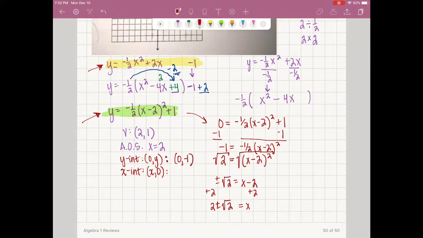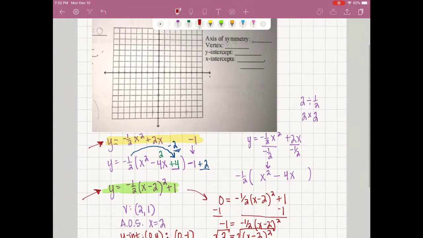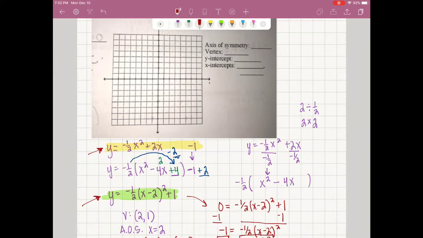So my x-intercepts are 2 plus the square root of 2, comma 0, and 2 minus the square root of 2, comma 0. Now remember, the square root of 2 is about 1.4. So when I take 2 plus 1.4, I get about 3.4. And when I take 2 minus 1.4, I get about 0.6. So that's where my x-intercepts are on the x-axis, where x is about 3.4, x is about 0.6. So I'm going to come back up here and I'm going to plot all these points.